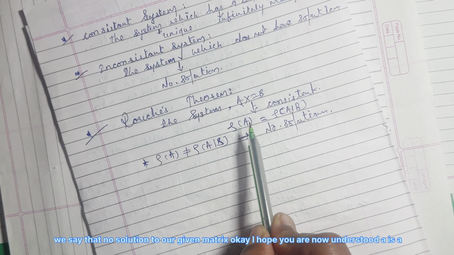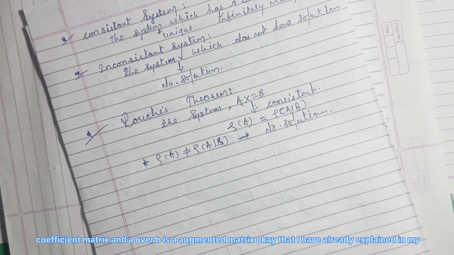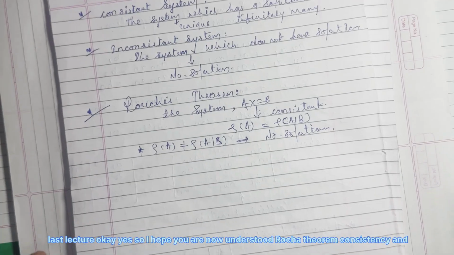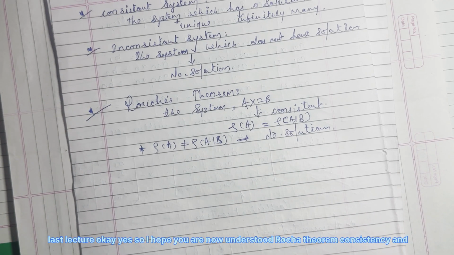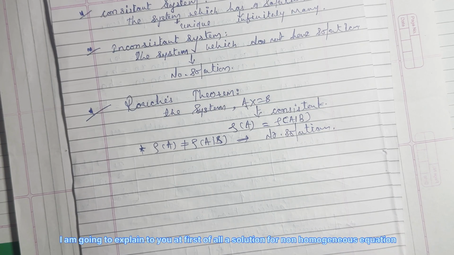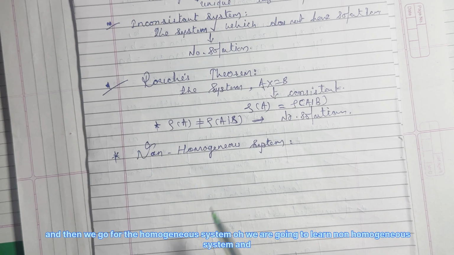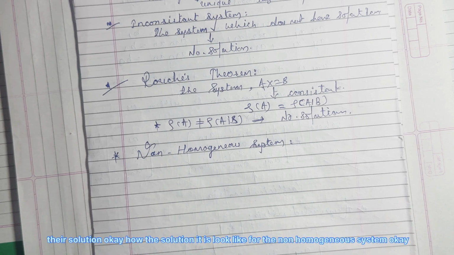I hope you all have understood. A is the coefficient matrix and A over B is the augmented matrix, which I already explained in my last lecture. So I hope you all have understood Rouche's theorem, consistency and inconsistency of the system. Now we are looking at how the solution exists for homogeneous or non-homogeneous systems. Let me explain first the solution for the non-homogeneous equation, and then we go for the homogeneous system. How does the solution look for the non-homogeneous system?